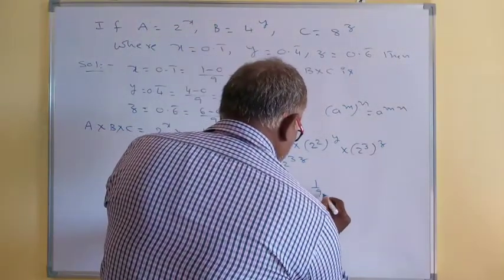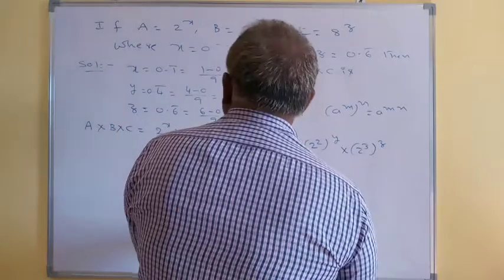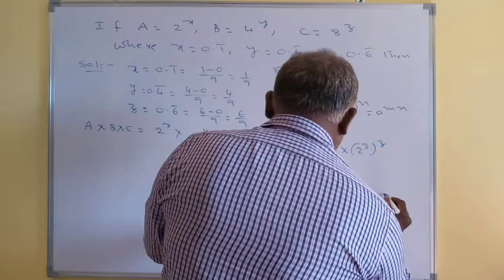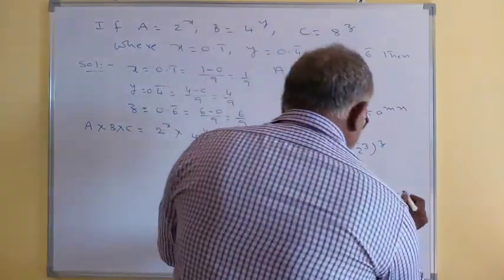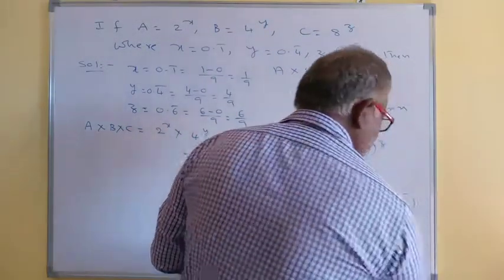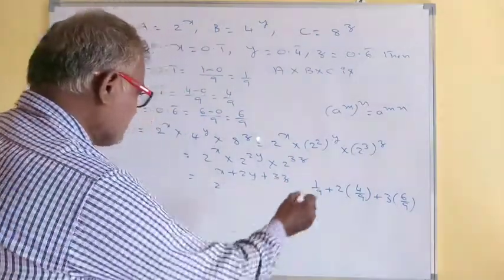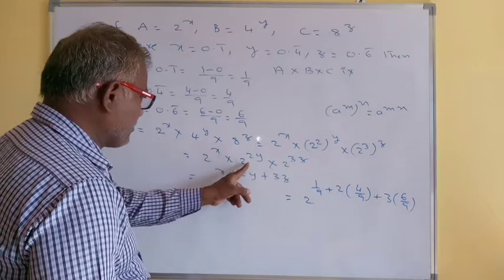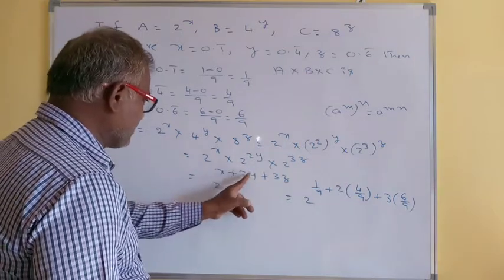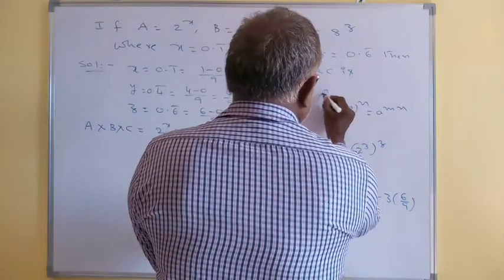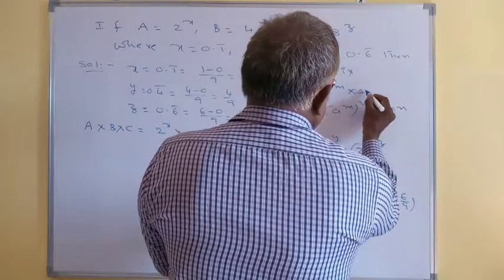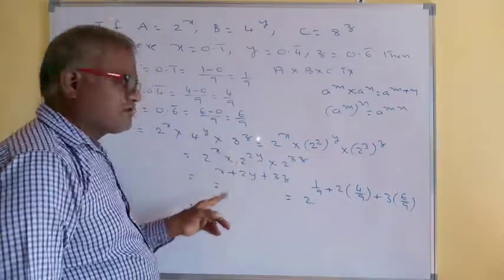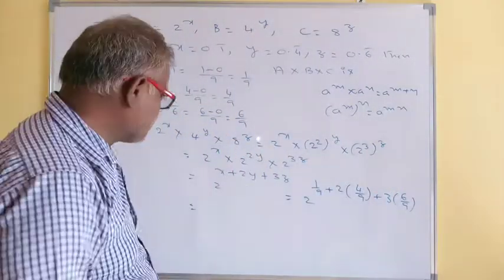1 by 9, plus 2 into y means 4 by 9, plus 3 into z means 6 by 9. So finally you see here a power m into a power n is equal to a power m plus n. That's why you have to add. When the bases are equal, you have to add the powers in the multiplication.